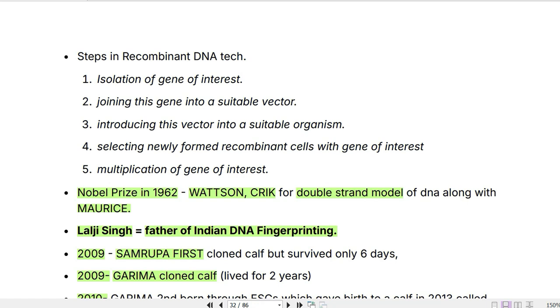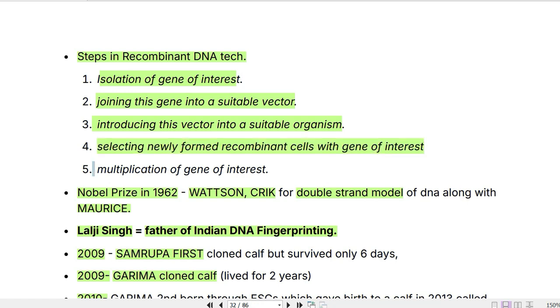Nobel Prize in 1962. Now, as we have already studied recombinant DNA technology, let's have a look at the steps involved in it. You first isolate the gene of interest, and then you have to bind this gene of interest with a suitable vector, and then you have to introduce the vector into a suitable organism, and then you have to select newly formed recombinant cells with the gene of interest. So once you introduce the vector into a suitable organism, you will witness newly formed recombinant cells with the gene of interest.